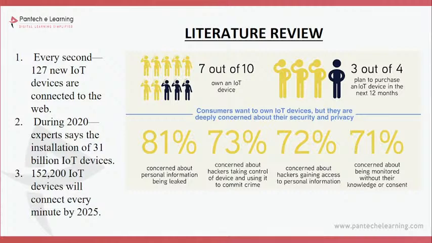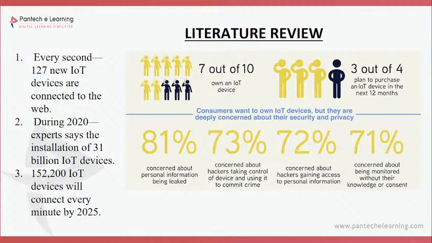So every consumer wants to own IoT devices. The problem is they are very concerned about security and privacy. They are not aware of security and privacy; that's what holds back buying IoT. 81% of people are worried that their personal information will be leaked. So they are worried about privacy. In other ways, they are concerned about hackers controlling the device and using it to commit crimes. Some people are worried about buying IoT devices for such crime purposes.